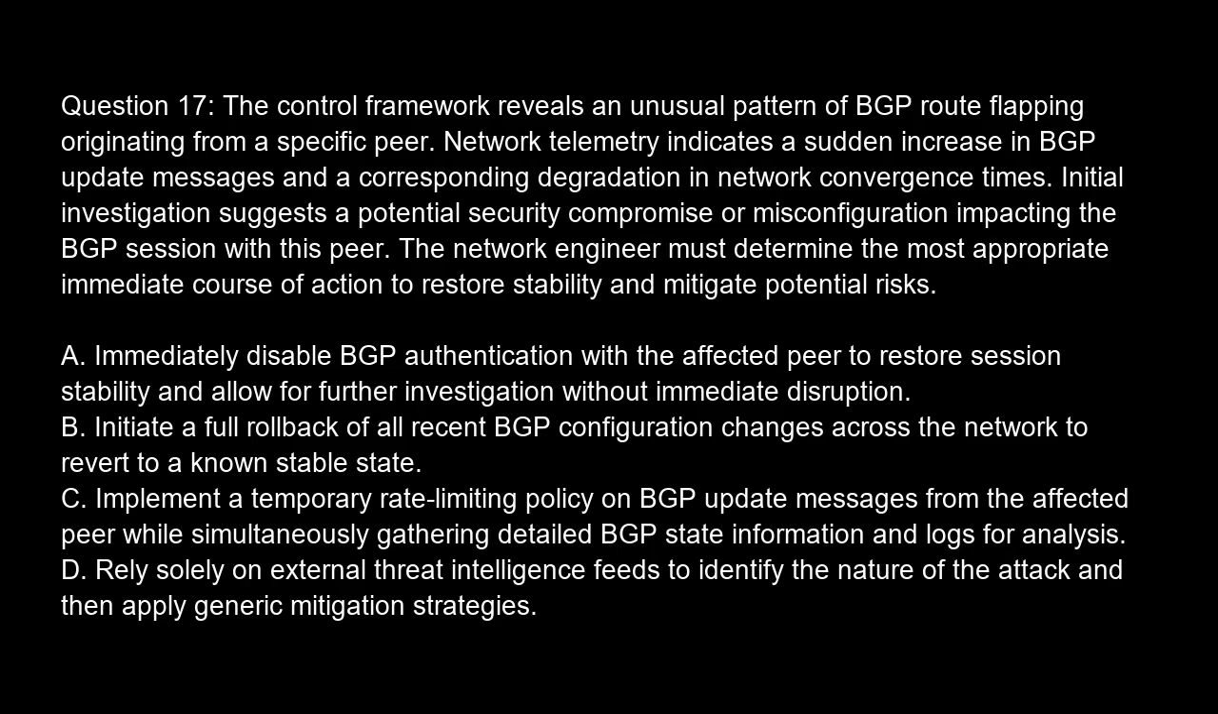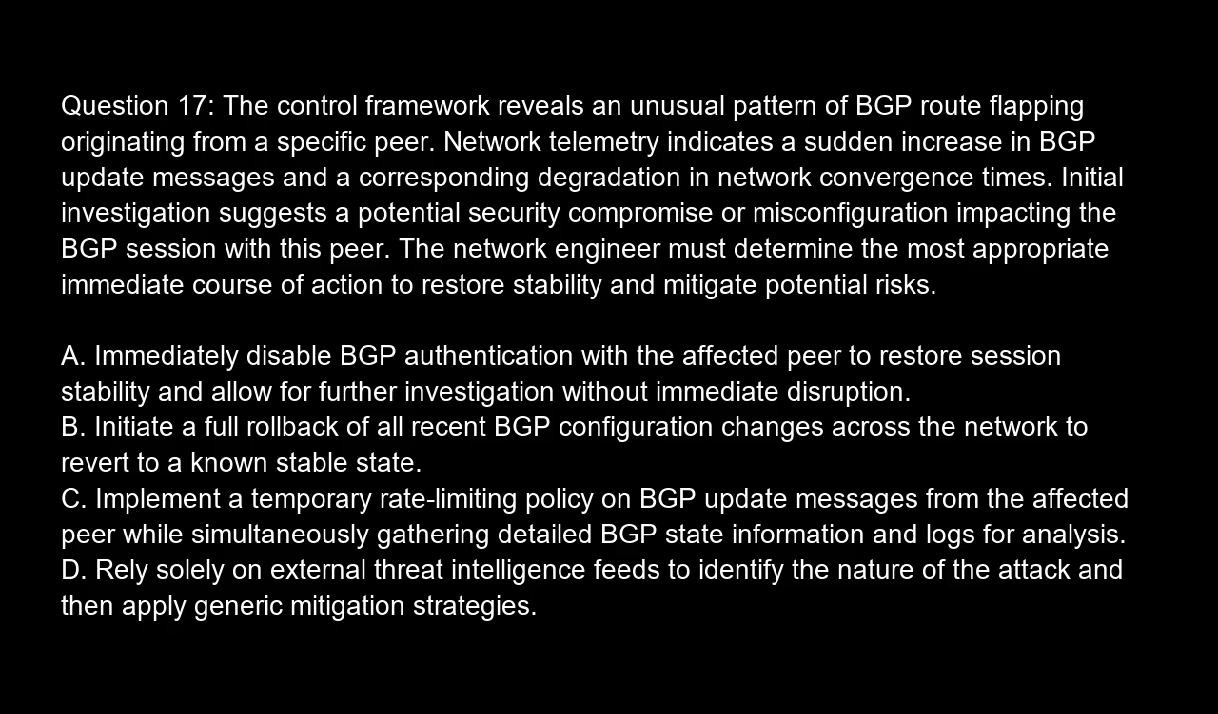Question 17. The control framework reveals an unusual pattern of BGP route flapping originating from a specific peer. Network telemetry indicates a sudden increase in BGP update messages and a corresponding degradation in network convergence times. Initial investigation suggests a potential security compromise or misconfiguration impacting the BGP session with this peer. The network engineer must determine the most appropriate immediate course of action to restore stability and mitigate potential risks.